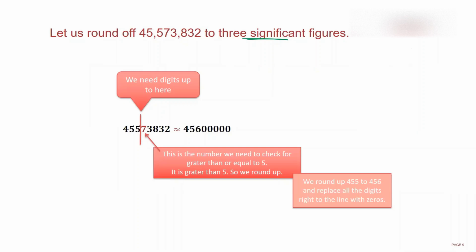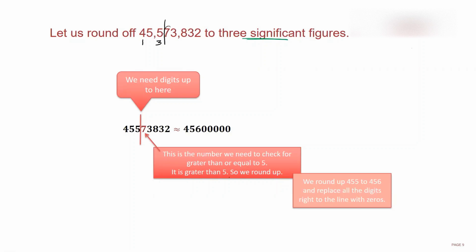Let's take a few examples and try to round off to a given number of significant figures. Here we have 45,573,832. And we need to round off this value to 3 significant figures. We'll first count the number of significant figures here, starting from the first non-zero digit. So this is my first significant figure, second one, and the third one. So I need to round off at this point.